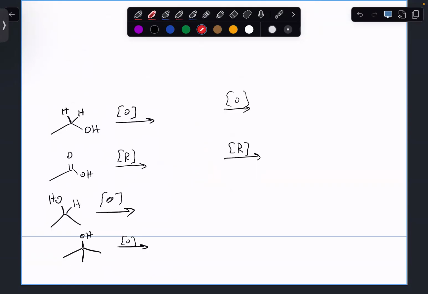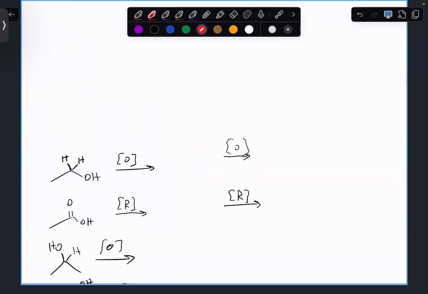So notice what I have in this first sequence. I am taking a primary alcohol, and this O in brackets, all that means is just some generic oxidizing agent. We'll flesh that out later. But if you take a primary alcohol and oxidize it.